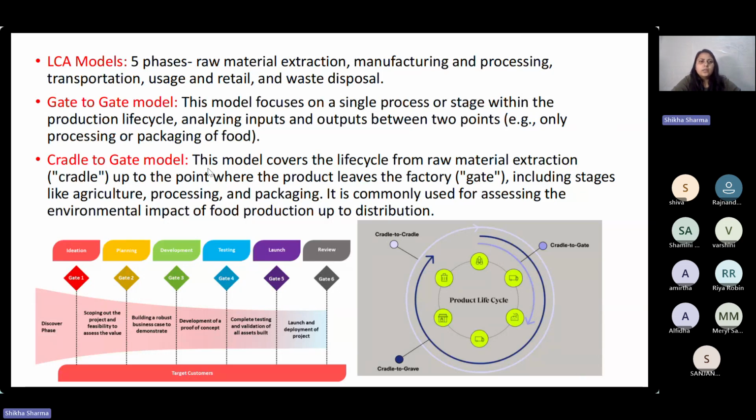Then is the cradle to gate model. This model covers the life cycle from the raw material extraction up to the point where the product leaves the factory, which is the gate. So that is cradle to gate. It includes stages like agriculture, then processing and packaging. It is commonly used for assessing the environmental impact of a food product up to the distribution stage. In this diagram, we can see that cradle to gate runs from raw material extraction to when the product leaves the factory gate.